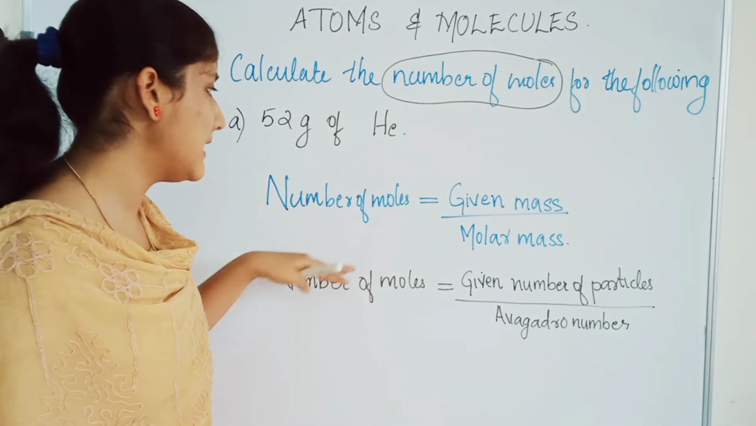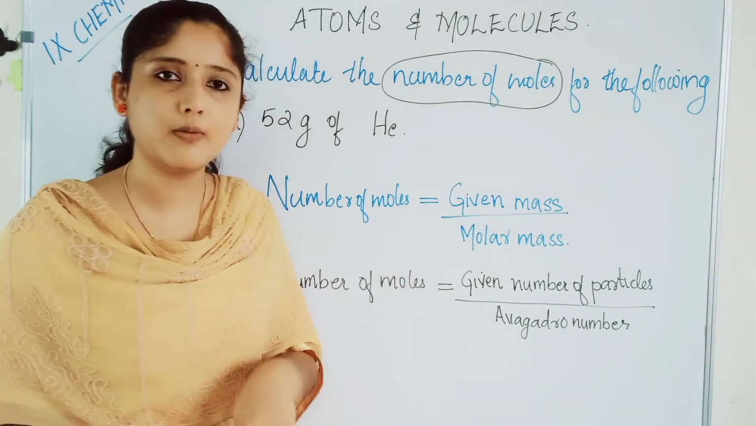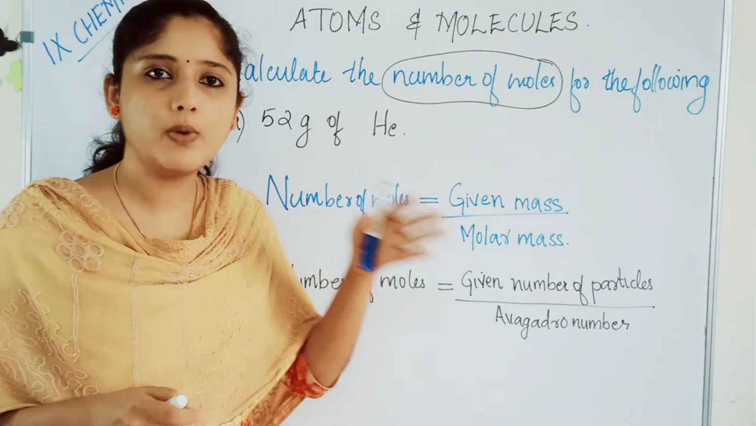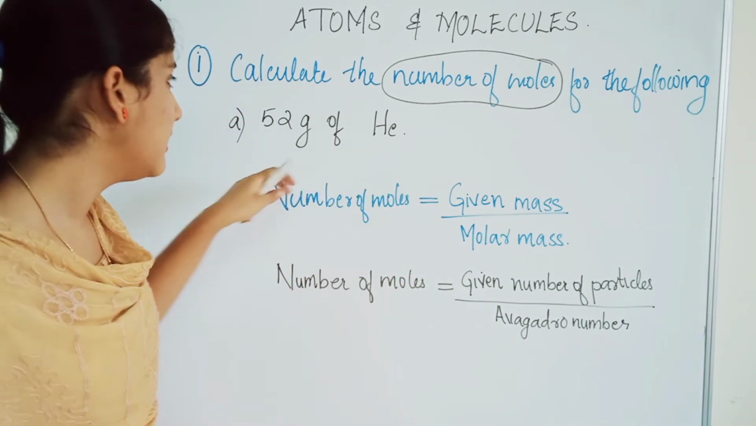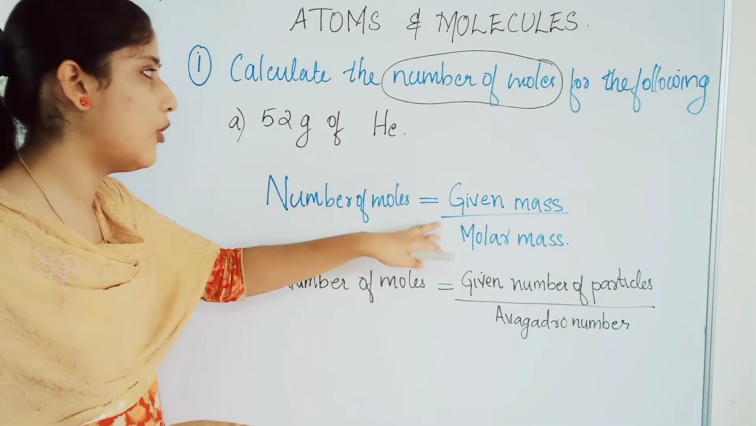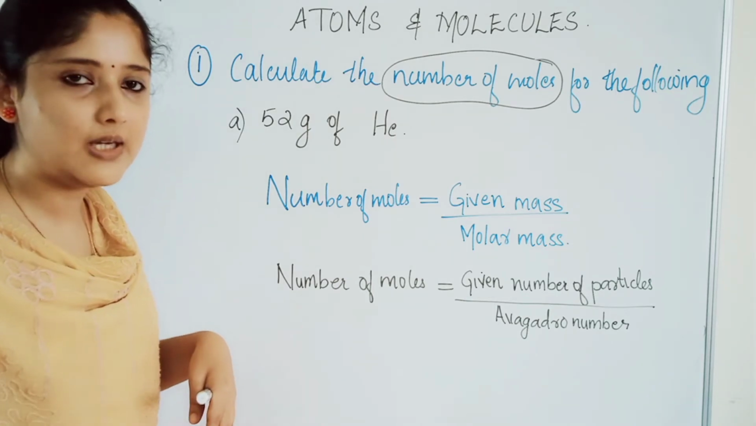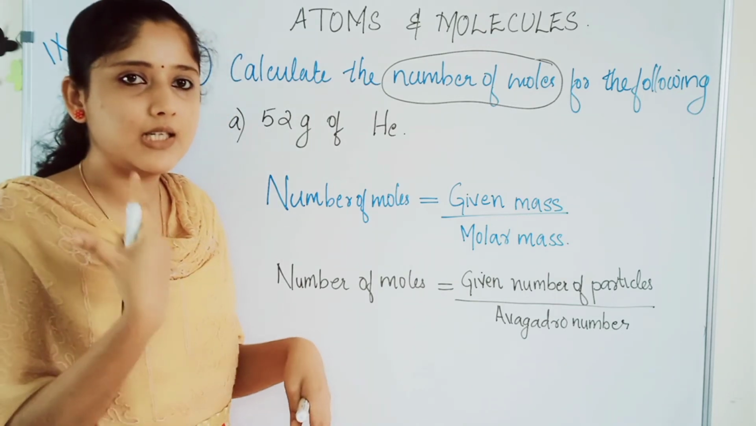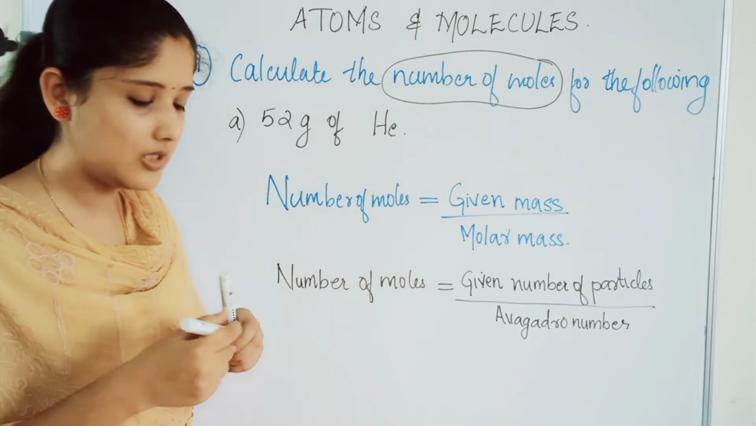So the equation is number of moles is equal to given mass by molar mass. Given mass means in a question mass will be given for a particular atom. Here you look, 52 gram of helium. Here 52 gram is the given mass. Molar mass is the molecular mass of that molecule. That means water has a molecular mass of 18 U, isn't it? In terms of gram it will be 18 gram. Number of moles is equal to given mass by molar mass is the equation.